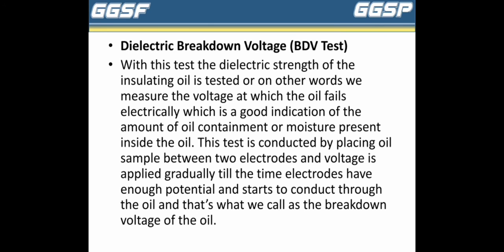Dielectric breakdown voltage test. With this test, the dielectric strength of the insulating oil is tested, or in other words, we measure the voltage at which the oil fails electrically, which is a good indication of the amount of contaminants or moisture present inside the oil. This test is conducted by placing an oil sample between two electrodes and voltage is applied gradually until the electrodes have enough potential and start to conduct through the oil, and that's what we call the breakdown voltage of the oil.